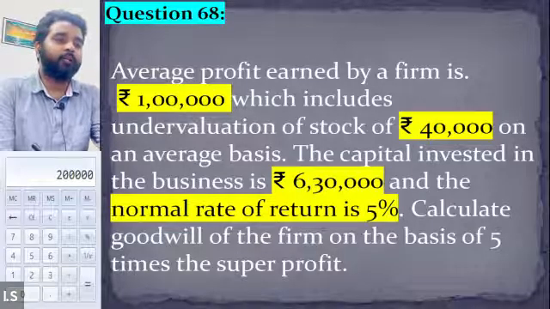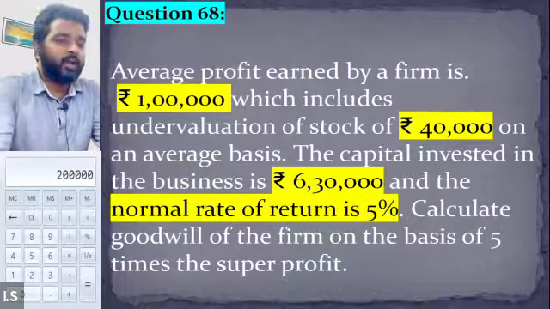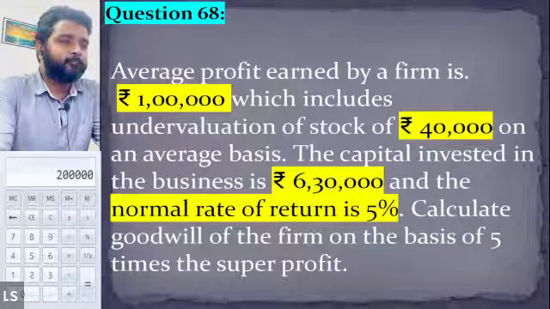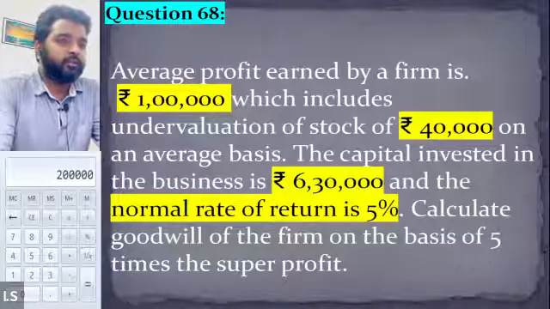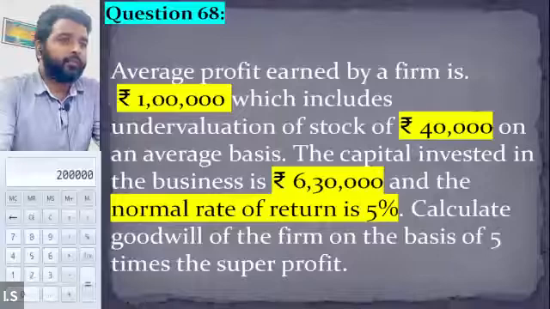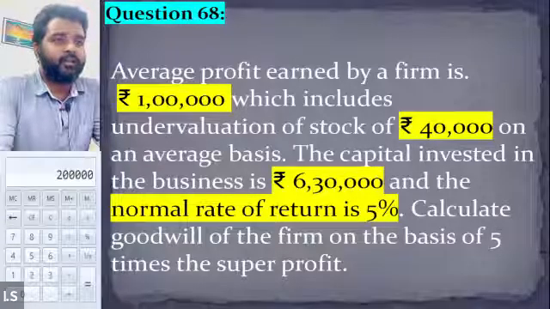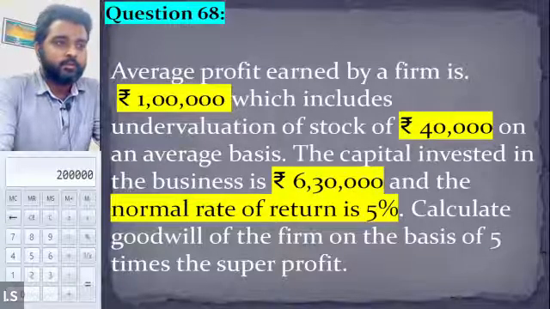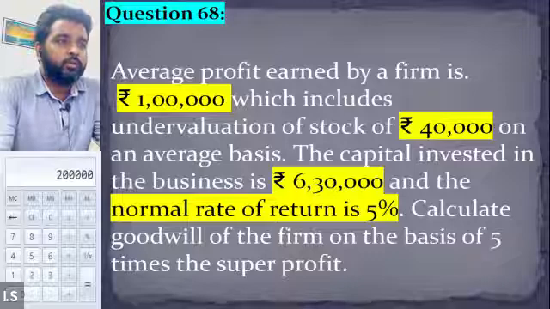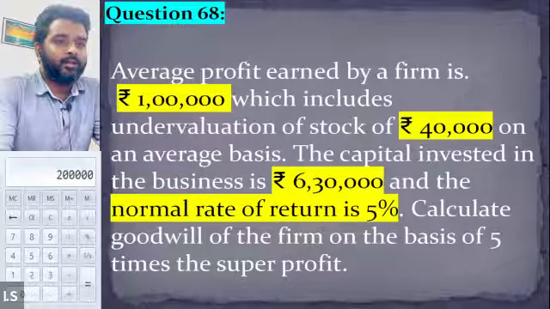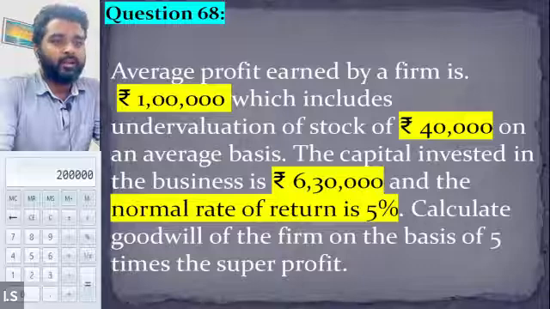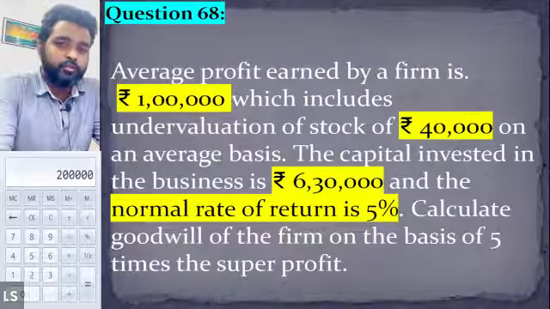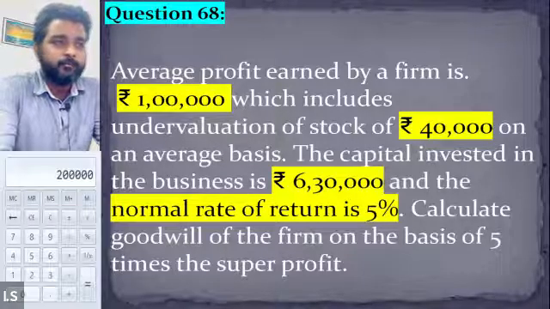It is 1 lakh. Now see, since this average profit has been calculated after the undervaluation of the stock by 40,000 rupees, this profit must have been undervalued by 40,000. Can we say that? Since the stock was undervalued, the profit calculated in the previous years was also undervalued by the same amount by which the stock has been undervalued. Is that right?